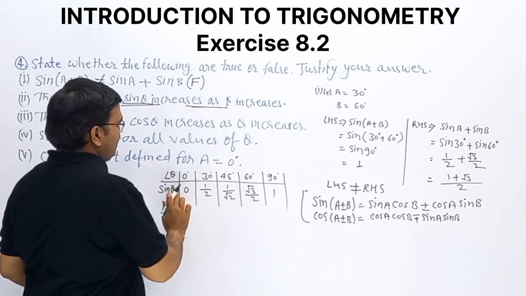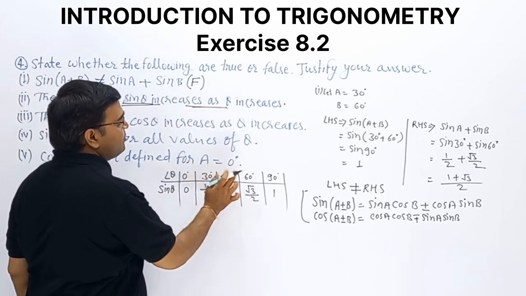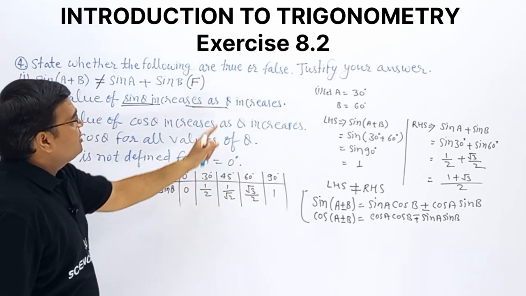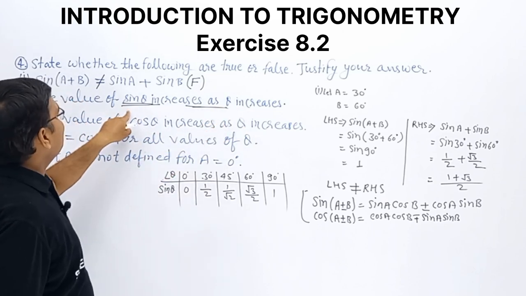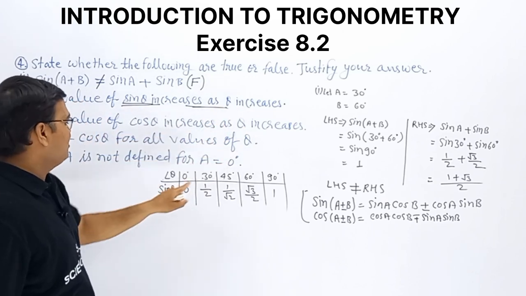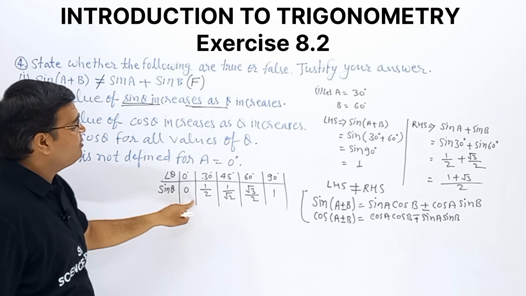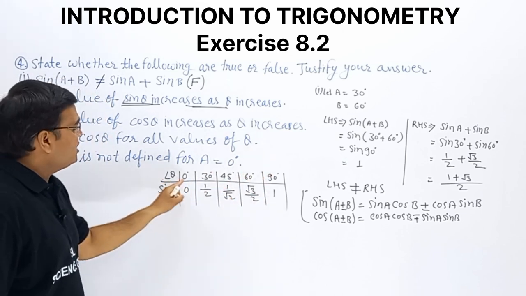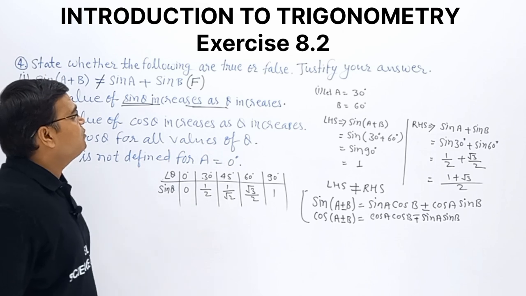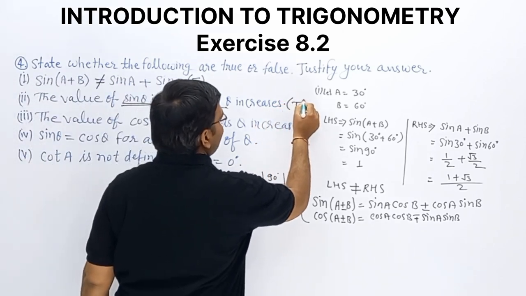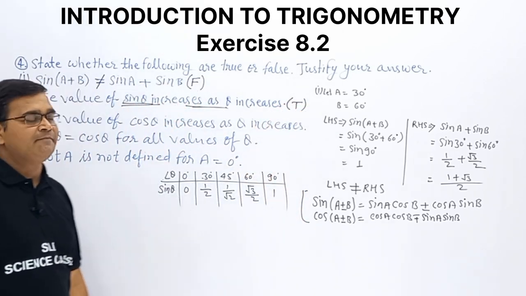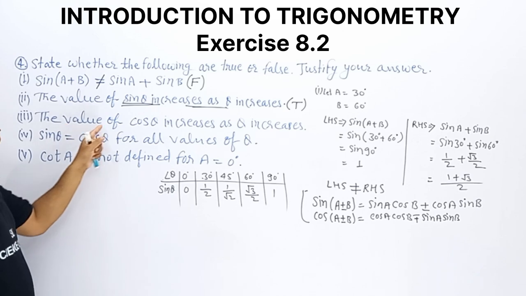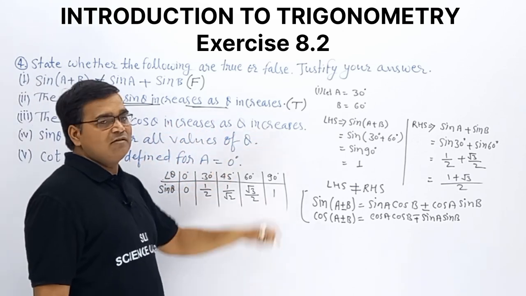So we can say sin theta is increasing as theta increases. We put theta as 0, 30, 45, 60 degree and 90 degree. Sin theta value will increase as theta increases. Yes or no? So as theta increases, the sin theta value increases. It is a true statement. Clear? Now the next one, the value of cos theta increases as theta increases.